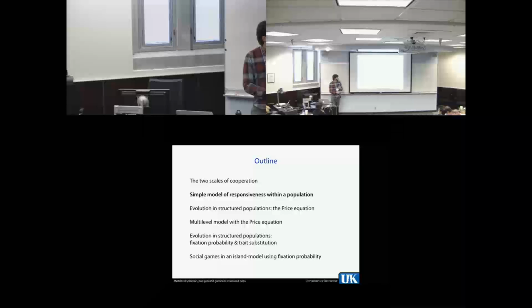And we'll be able to see then, in a more specific example of population structure, how structure really starts to affect the conditions for the evolution of cooperation.